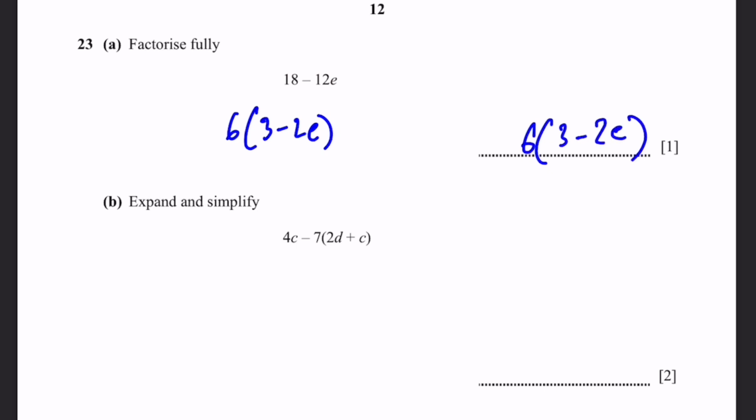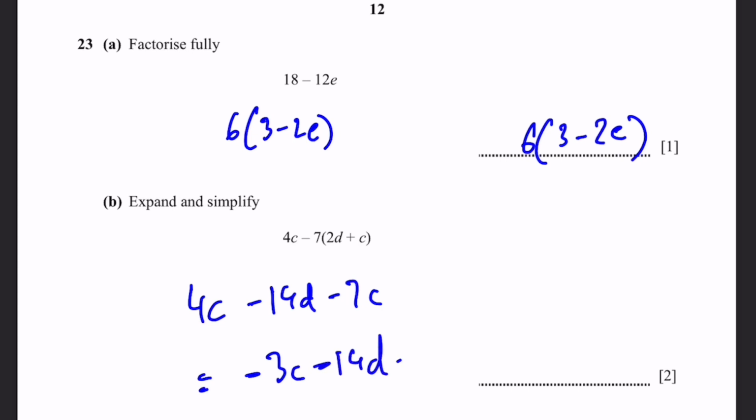Next, B. Expand and simplify 4c minus 7 into 2d plus c. That's equal to 4c minus 14d minus 7c. Because you need to include the negative in it as well. That's equal to negative 3c minus 14d. That's the answer.